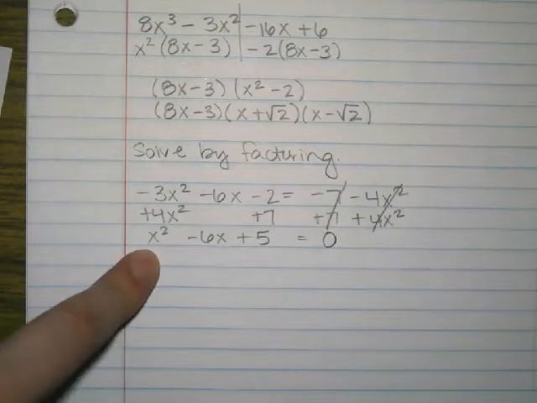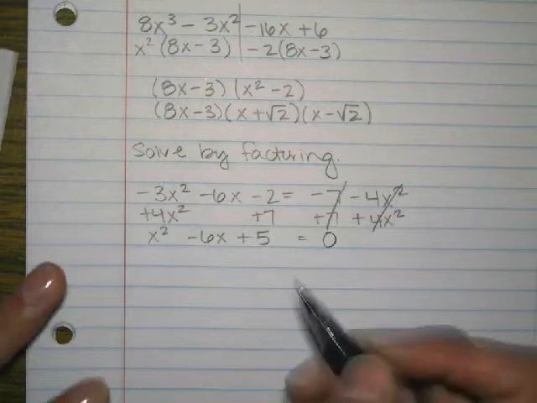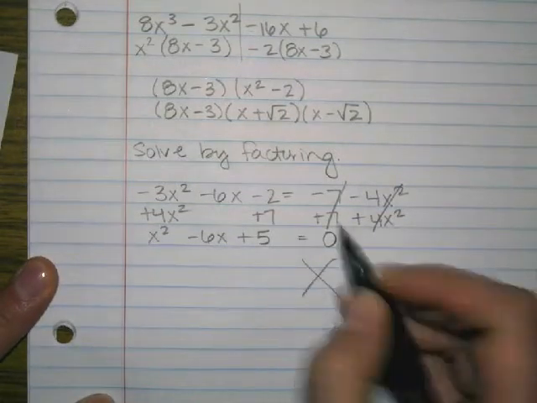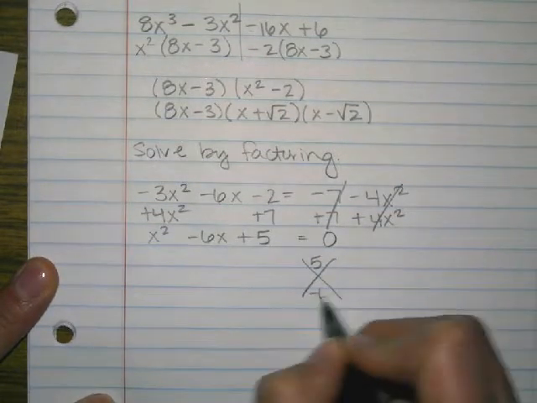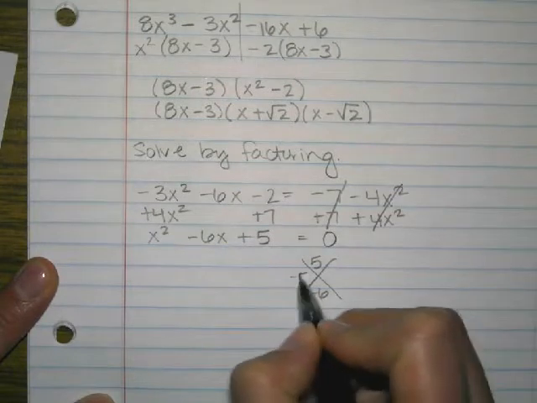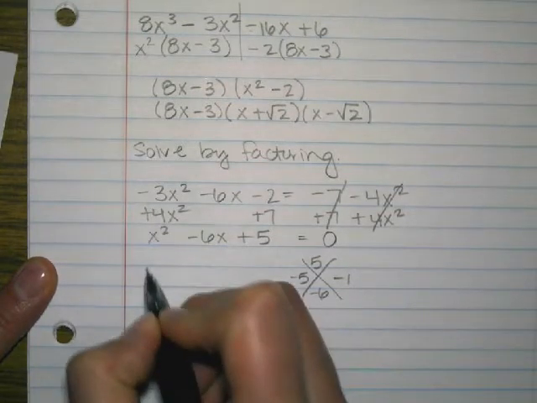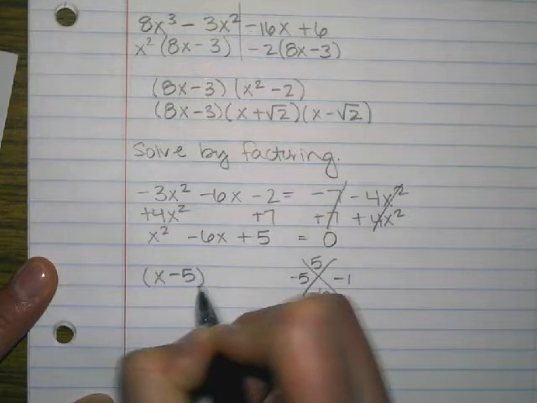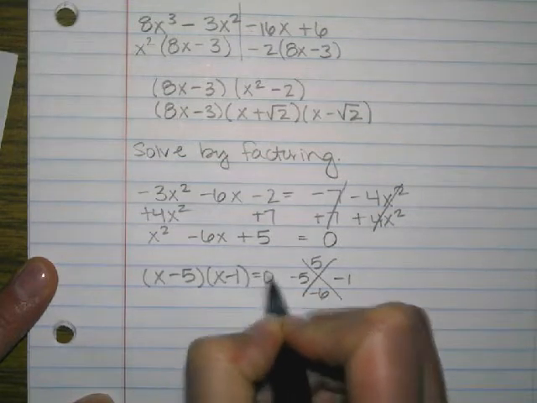So this was good because my x squared ended up being positive. And then I'm looking for two numbers that multiply to 5 but add to -6, and that would be -5 and -1. So in my parentheses I have x minus 5, x minus 1 equals 0.